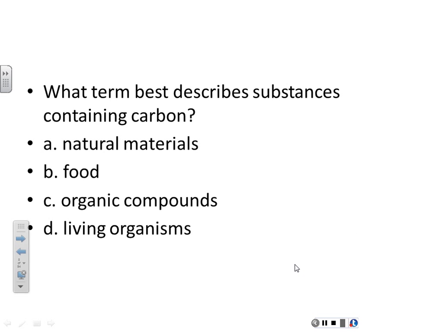C is correct. Organic compounds are compounds containing carbon, and we have millions and trillions of compounds. For example, in this room our cloth is made of cotton or polyester, which is made up of carbon. Wood, paper, your pencil are made up of carbon. Most electronic devices have carbon too. So there are trillions of carbon compounds.